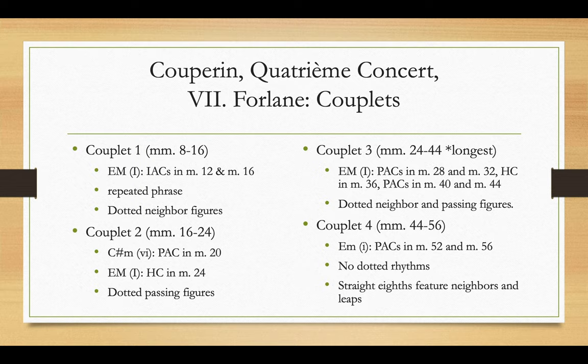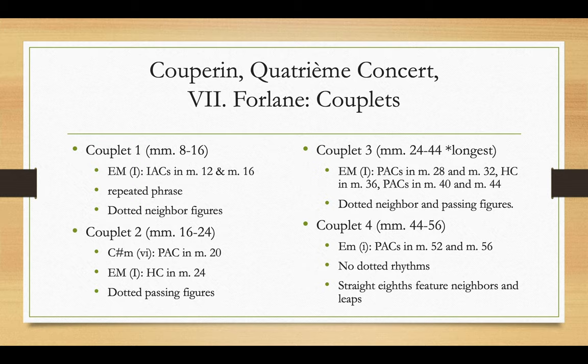And last but not least is the fourth couplet. This one switches to the tonic minor, so the parallel key in relation to E major, confirming that with perfect authentic cadences. And this one does not have any dotted rhythms. It's the only section of the piece where they drop out entirely. Instead, this particular couplet features just straight eighth notes throughout, though it does include both neighboring figures and leaps that are drawn motivically from the refrain.